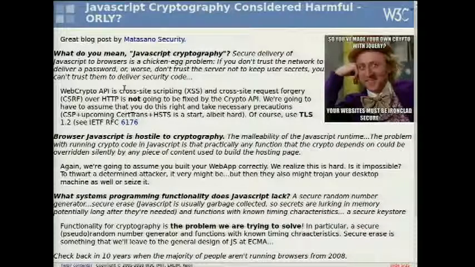He says, well, look, secure random number generators are missing. Okay, that's something. We have TLS inside browsers, so we can expose secure pseudo-random number generators. Secure erase with garbage collection, that's beyond the scope. But functions with known timing characteristics, constant time functions, that's something we can expose. Secure key store, a bit trickier, but something we'll give a shot at.